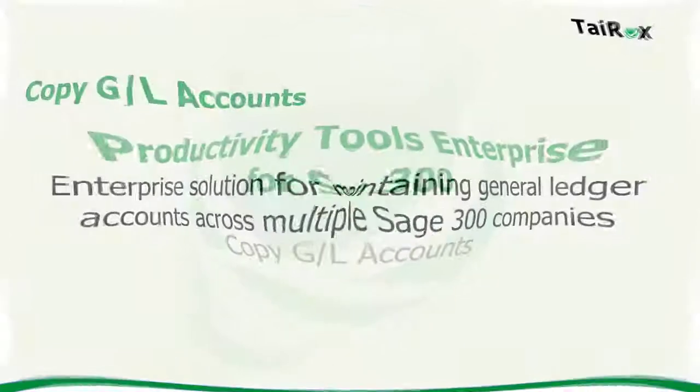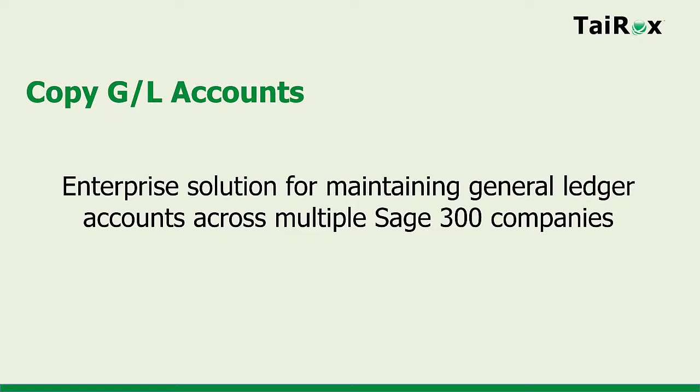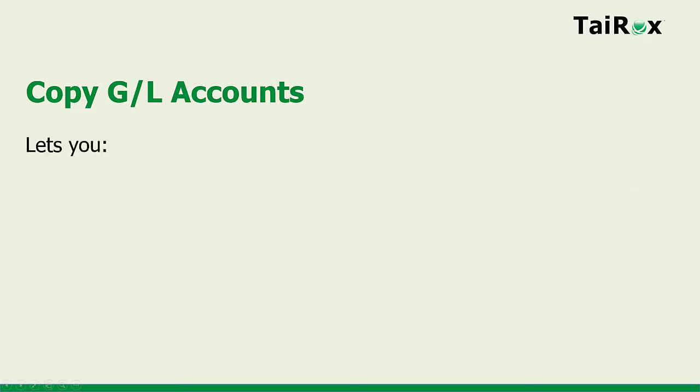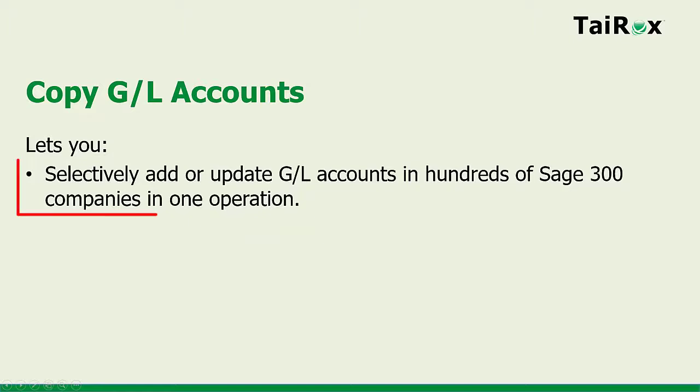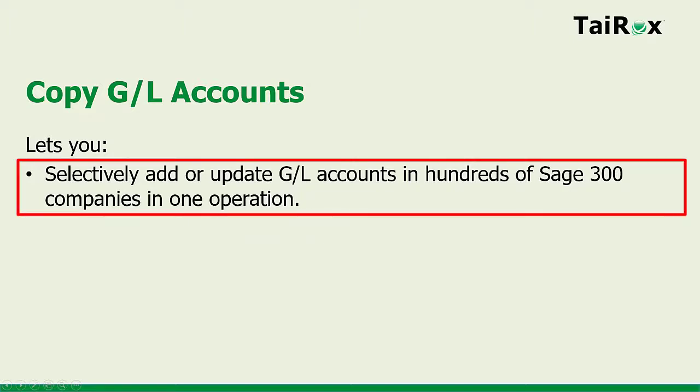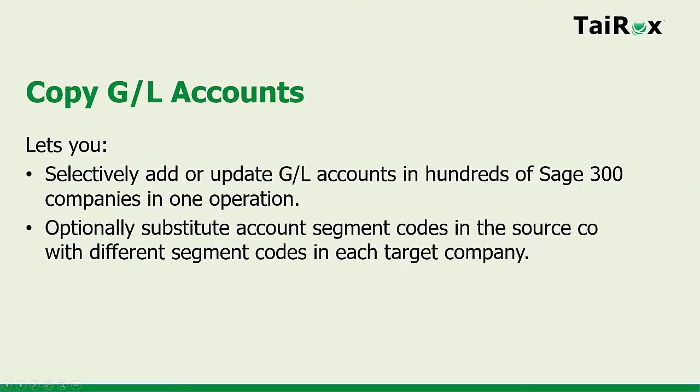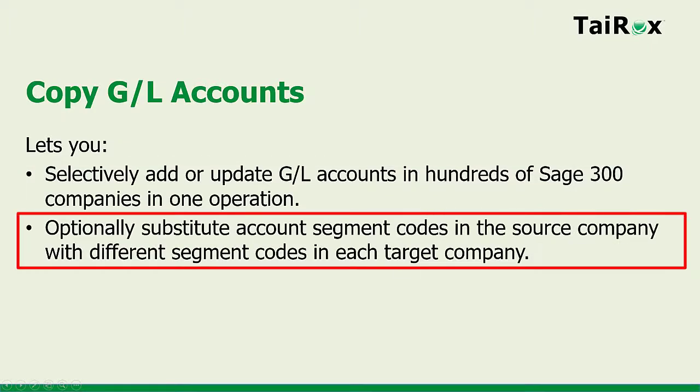CopyGL Accounts is a TaiRox Productivity Tools enterprise solution for maintaining general ledger accounts across multiple Sage 300 companies. The program lets you selectively add or update GL accounts in hundreds of Sage 300 companies in one operation, and optionally substitute account segment codes in the source company with different segment codes in each target company.